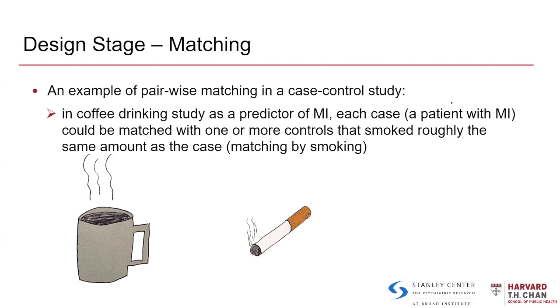So they're matching them by smoking, because we know that smoking is an important variable, a potential confounder that is associated with our exposure of interest, coffee drinking, and that is associated with our outcome of interest. So by matching, the investigators are eliminating how smoking may affect the exposure-outcome relationship in this case.